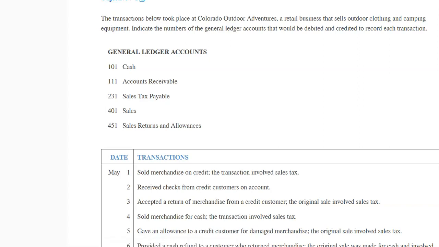We sold merchandise on credit. The transaction involves sales tax. So we sold on credit, so sales would get the credit. It did involve sales tax, so sales tax payable. Because it's a payable, all payables are liabilities, all payables are credit. So our two credits would be sales tax payable and sales. So let's put that in.